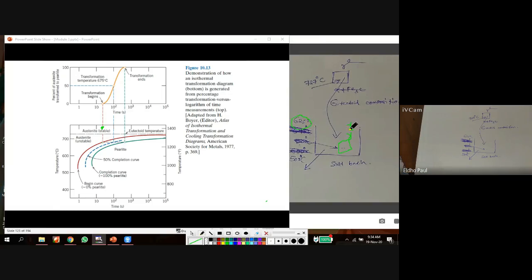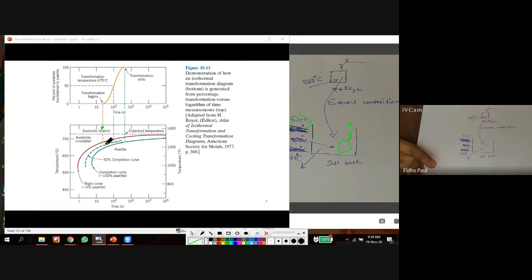So this austenite progressively is converted into another particle or another microstructure. That conversion is shown in this line. Okay, 50% is converted here. The entire austenite is converted to another structure.